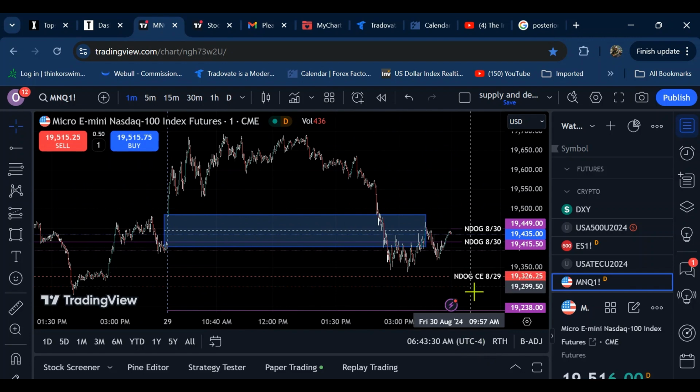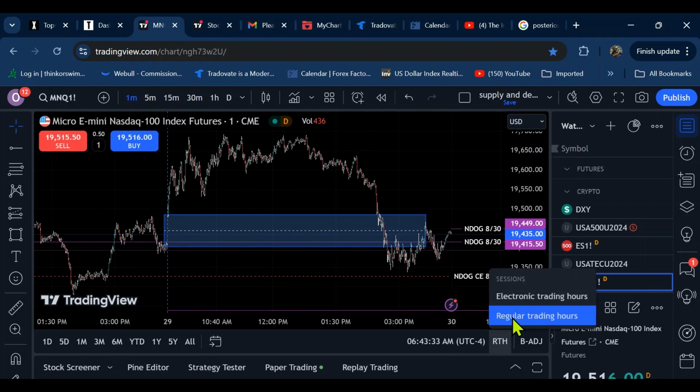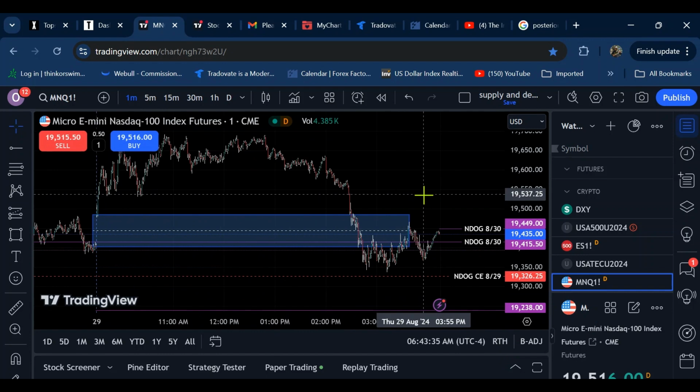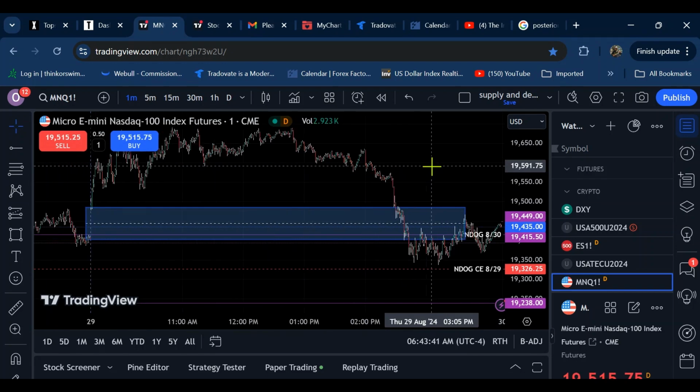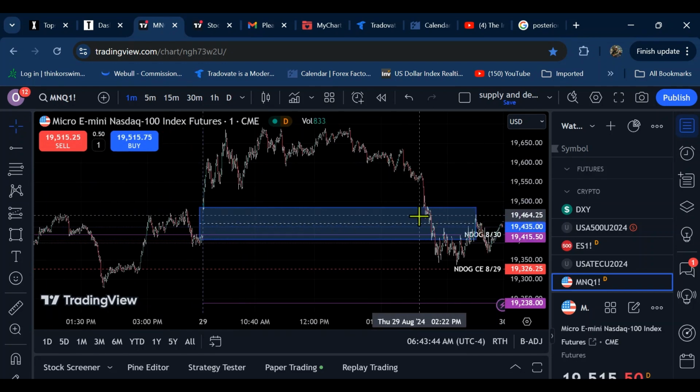If I do regular trading hours again, yeah, that is regular trading hours. That's where we ended up ending, right at the center point. You just have to think of it like that. No business has been conducted in this area during the New York session.